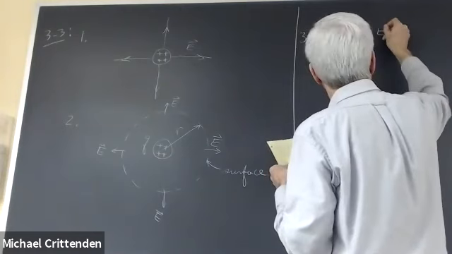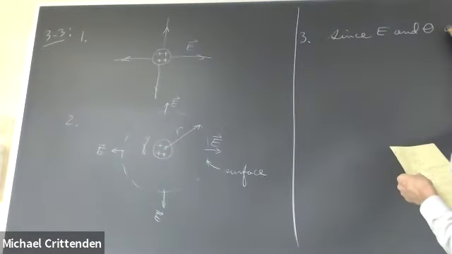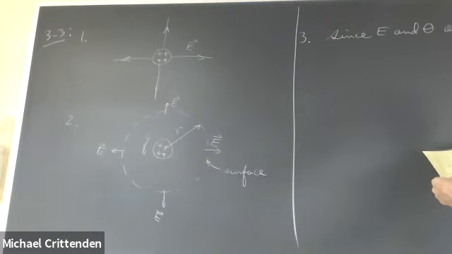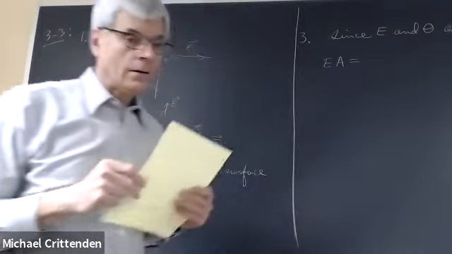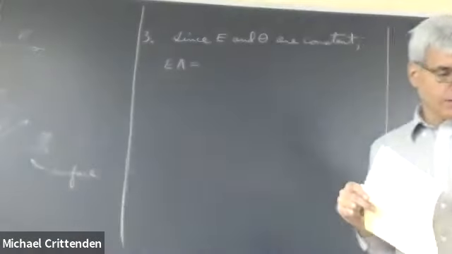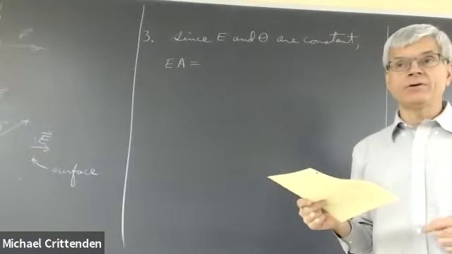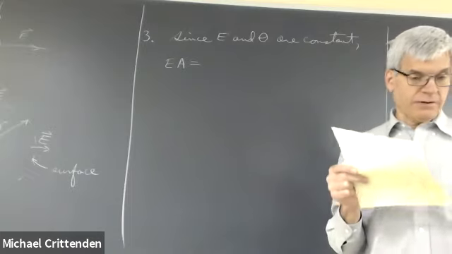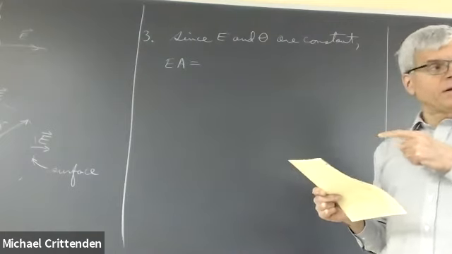So since E and theta are constant, the integral of E dot dA is just equal to E times A, which is what's pretty much always going to happen if you can find a good Gaussian surface. The surface area of a sphere is 4 pi r squared.